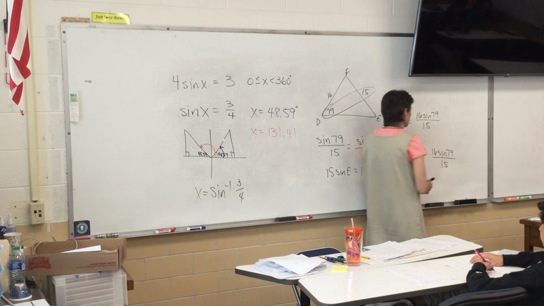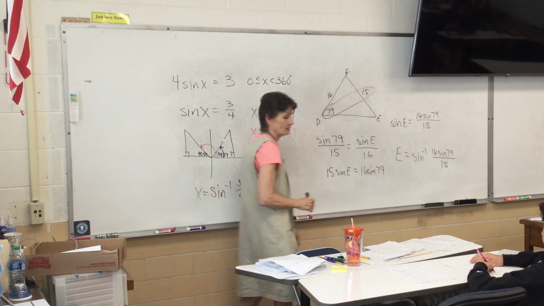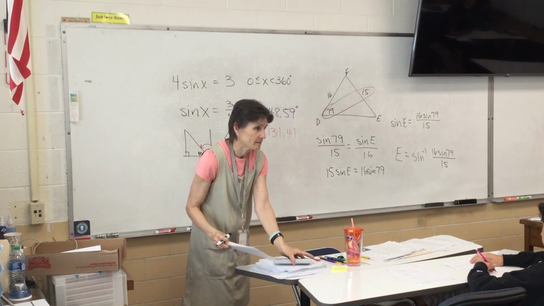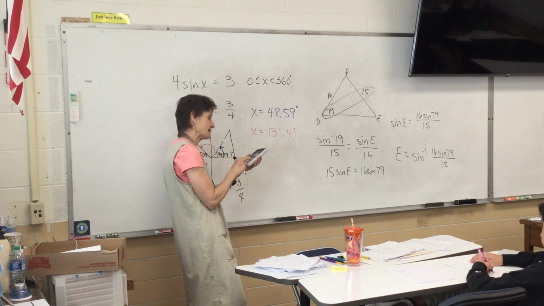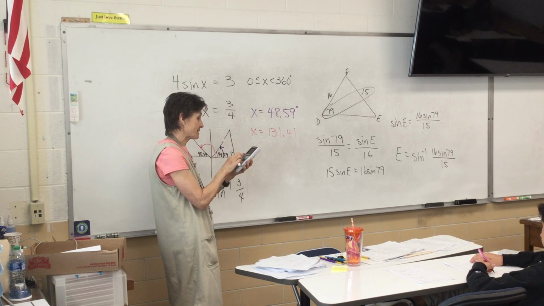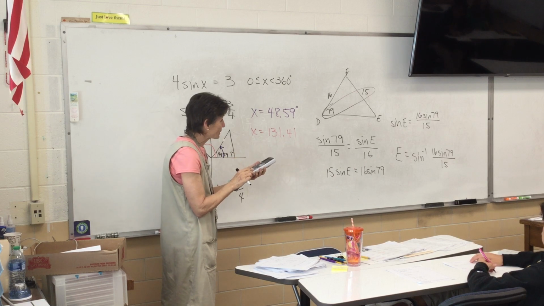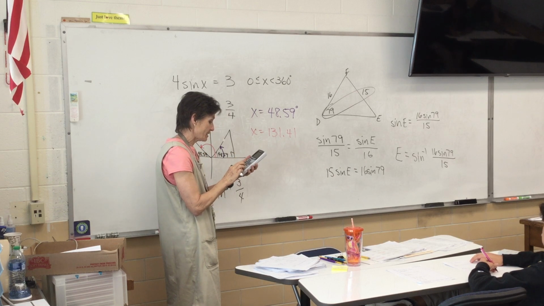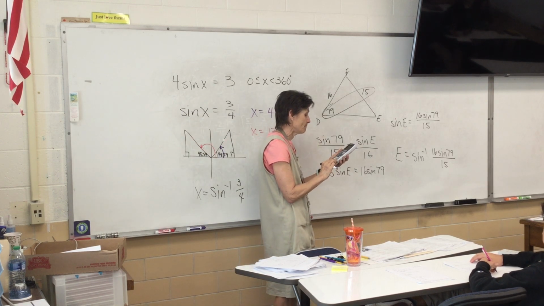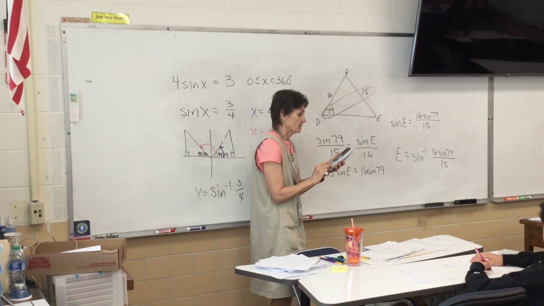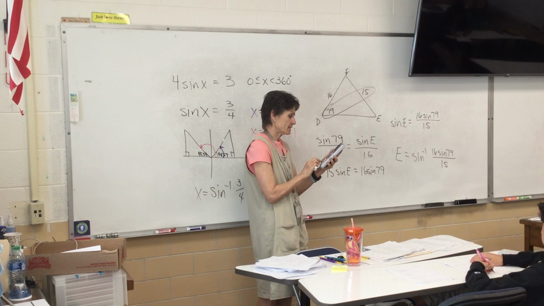If you need an angle, you always second. Sometimes it's second cosine, sometimes it's second tangent. This one, it's second sine. 16 sine 79, close parentheses, divided by 15. Oh, wait a minute. I'm gonna type that in again.